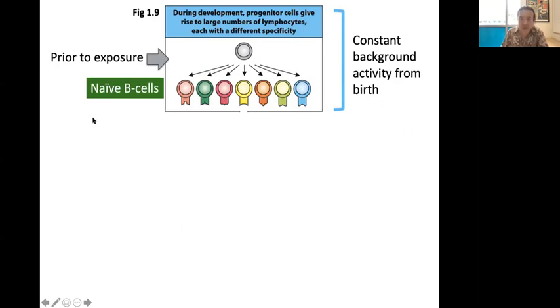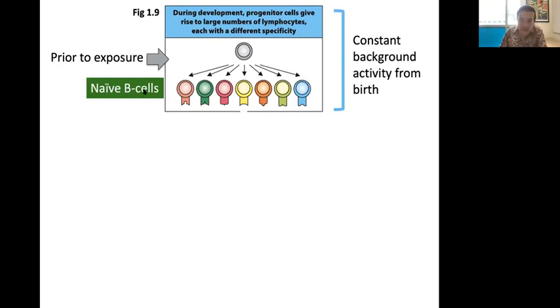All right. The way our adaptive side works then is that prior to exposure to a particular pathogen that's brand new, your adaptive immune system doesn't really know what to expect. Your adaptive immune system is not psychic. This is what I always say. It doesn't know what's coming along next month or next year, but you sort of have to be prepared.